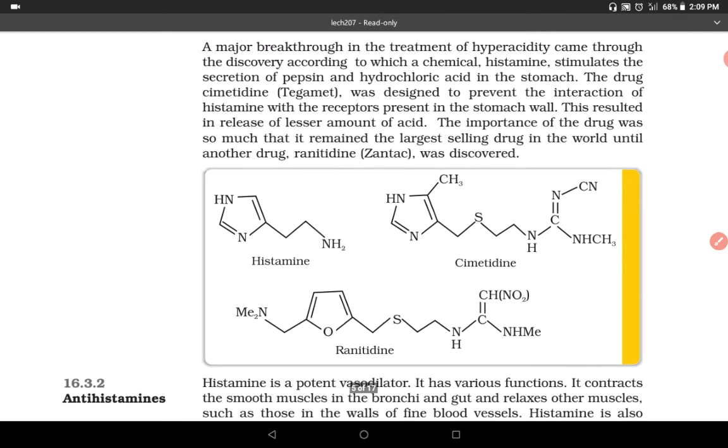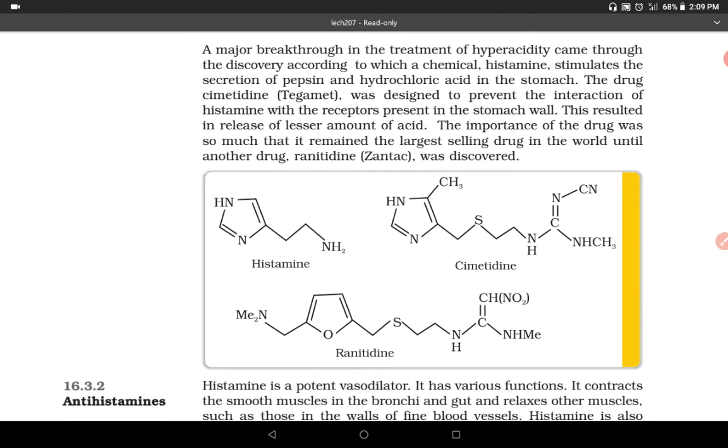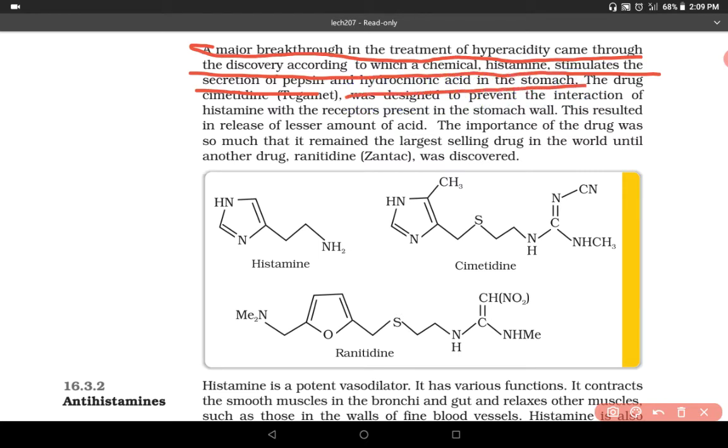A major breakthrough in the treatment of hyperacidity came through the discovery that the chemical histamine stimulates the secretion of pepsin and hydrochloric acid in the stomach. Yes, the chemical histamine stimulates the secretion of pepsin and HCl in the stomach.